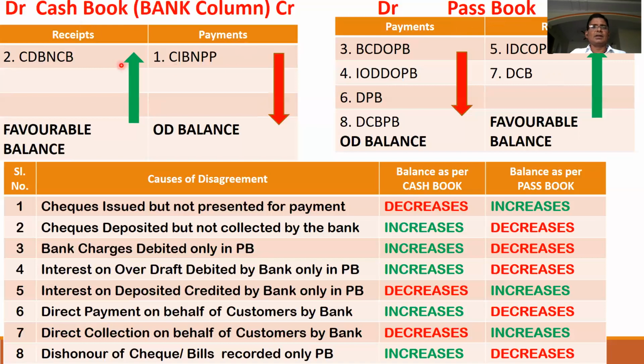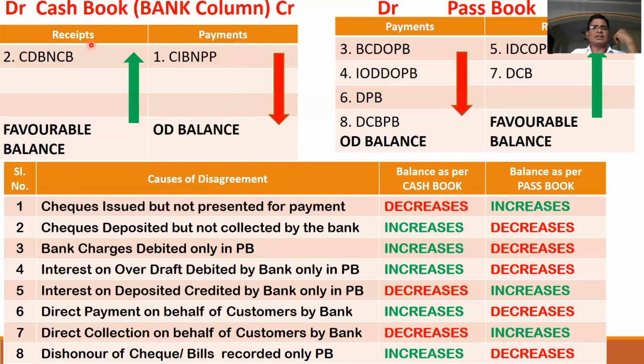Opposite, because the receipt to the customer will become a payment to the bank. That's why I showed it like this. Once again, discussion. First point, check issued but not presented for payment. Check issued means we already paid a creditor. So whenever we issue a check, it means crediting the cash book.